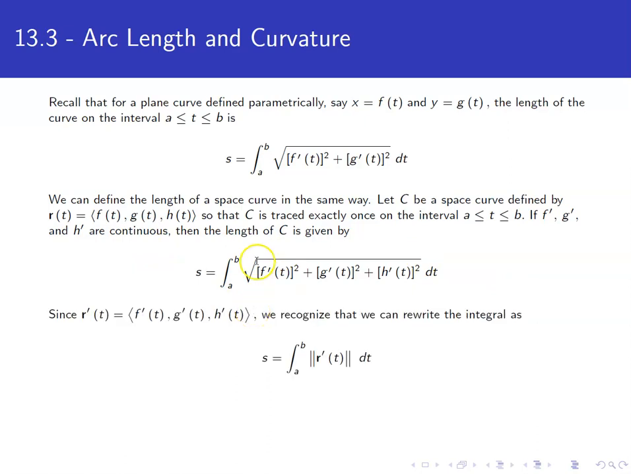Well, we notice that the inside also looks like a magnitude. So if we think of the derivative as the vector valued function f prime, g prime, h prime, then we can rewrite the arc length formula in a more succinct form as the integral from a to b of the magnitude of r prime of t dt.